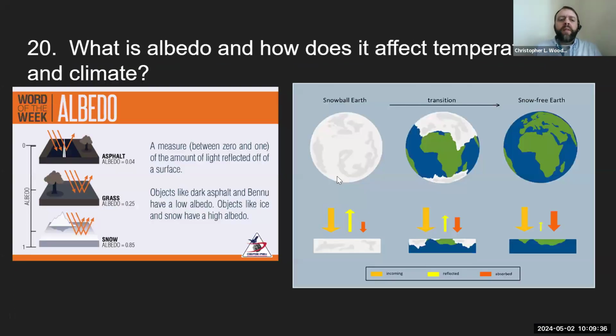What is albedo and how does it affect temperature and climate? Albedo is a measure of reflectivity. It's a quantitative measurement from 0 to 1. A low albedo means that it's a darker surface. It's going to absorb more radiation. A high albedo means it's going to reflect more. So when it comes to Earth and climate, ice reflects a lot more than land or ocean, which absorb more. So the more ice, the higher the albedo, the cooler you get.